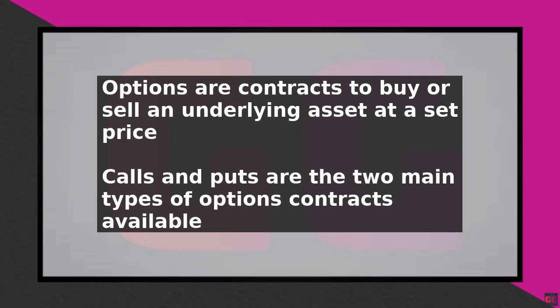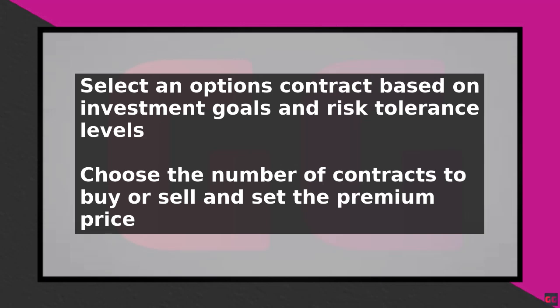Now, let's go through the steps to place an options trade on Moomoo. First, select the options contract you want to trade. Then, choose the number of contracts you want to buy or sell. Next, set the premium you are willing to pay or receive. Finally, confirm your trade and submit it to the market.